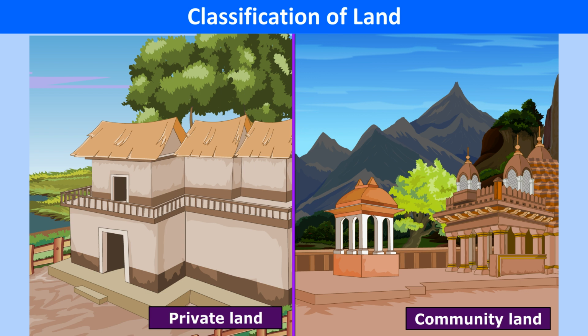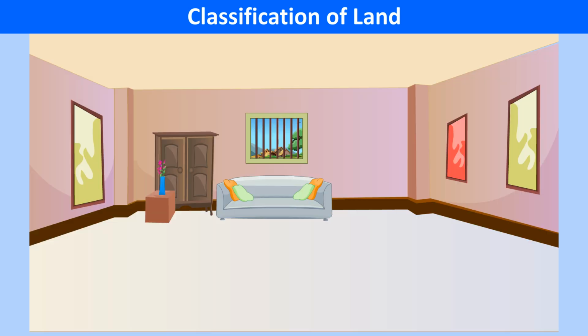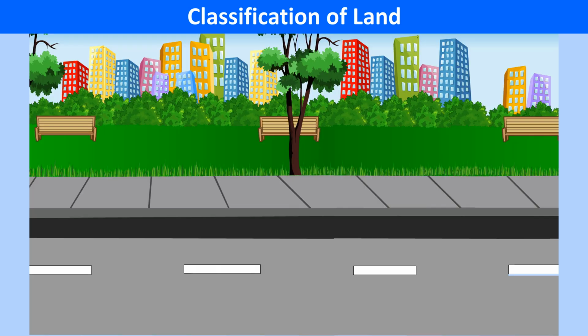Classification of land. Land can be classified on the basis of ownership: private land and community land. Private land is used and owned by a person or a group of people for personal use. Community land is owned and used by the whole community, like parks, roads, forests, etc. These community lands are also called common property.